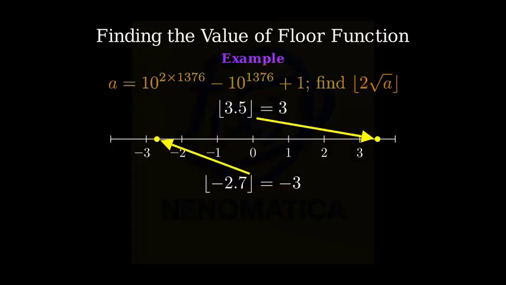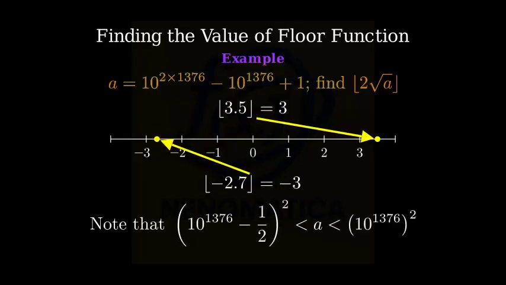Now, let's observe an important note in the problem. Notice that we're told that a is between (10 to the power of 1,376 minus 1/2) squared and 10 to the power of 1,376 squared. This note gives us bounds for the value of a, which will be useful in our solution.